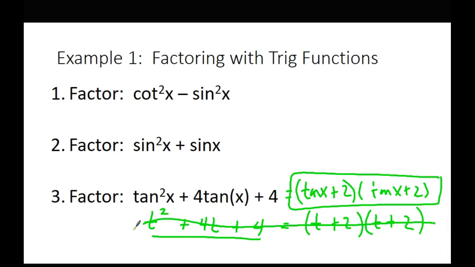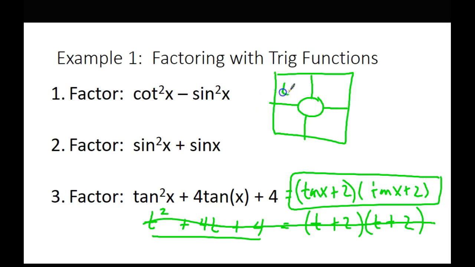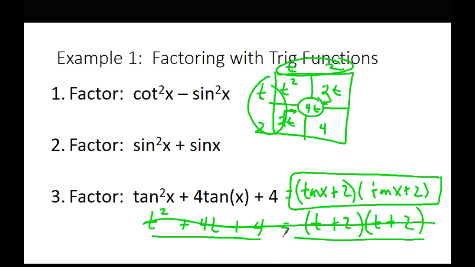What if you did the box method? Oh, so you want to see the box method with it? Sure, absolutely. Once again, I would not do tangents, I would do t's. So what I would have in there is t squared, 4, and then 4t. What times what makes t squared? And what times what makes 4? Let's fill in our box. Do these make the middle? Yeah, so we're good. So it's t plus 2 and t plus 2. In other words, tangent x plus 2 and tangent x plus 2.